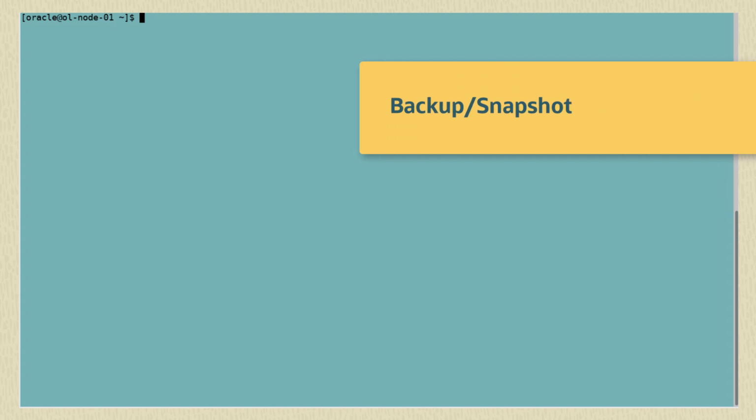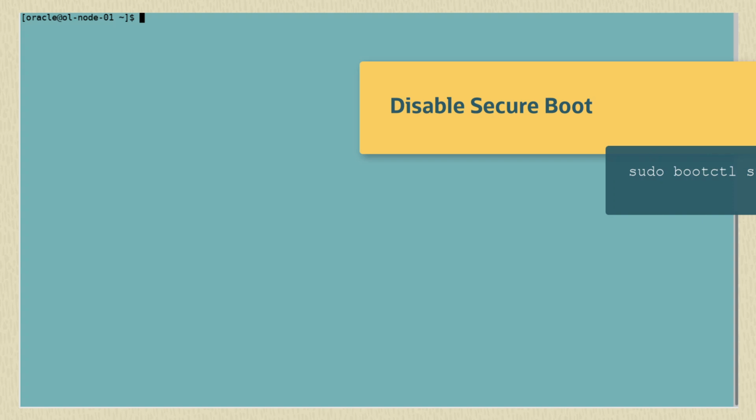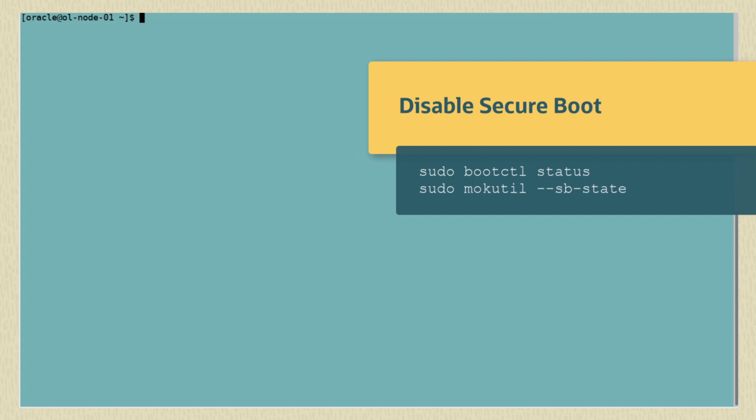Remember, before starting the pre-upgrade or the upgrade, ensure that your system is fully updated and make a backup or snapshot so you can restore it if there's any issue with the upgrade. Shut down any running workloads as the upgrade process will carry out multiple reboots. If you are using an Oracle Linux 7 system and Secure Boot is enabled, disable it. You can check the status of Secure Boot with the command sudo bootctl status. And if you need to disable it, you can use the command sudo mockutil --sb-state.